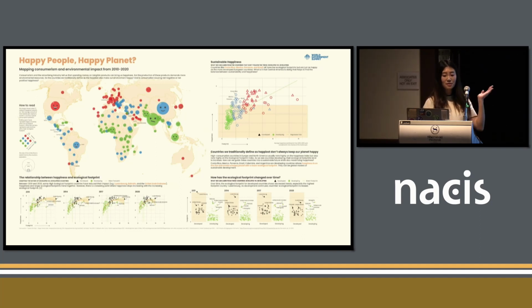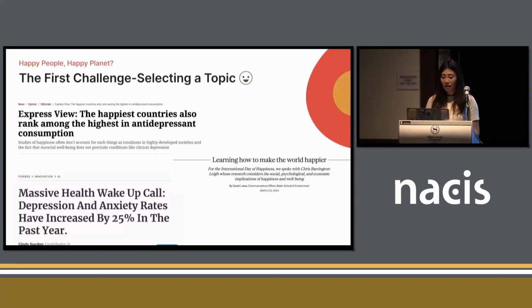In this poster, we utilized a variety of charts, diagrams, and of course a map to investigate the relationship between human happiness and environmental resource consumption. The primary challenge was the data, or the topic selection.